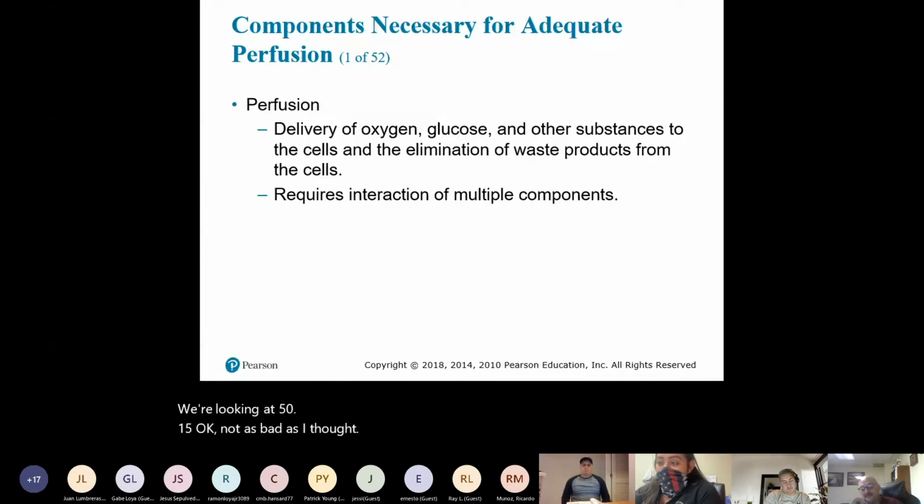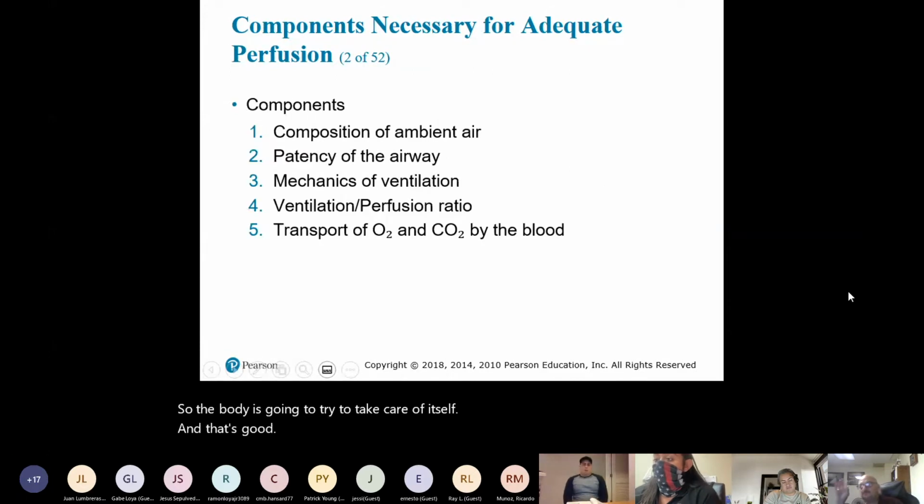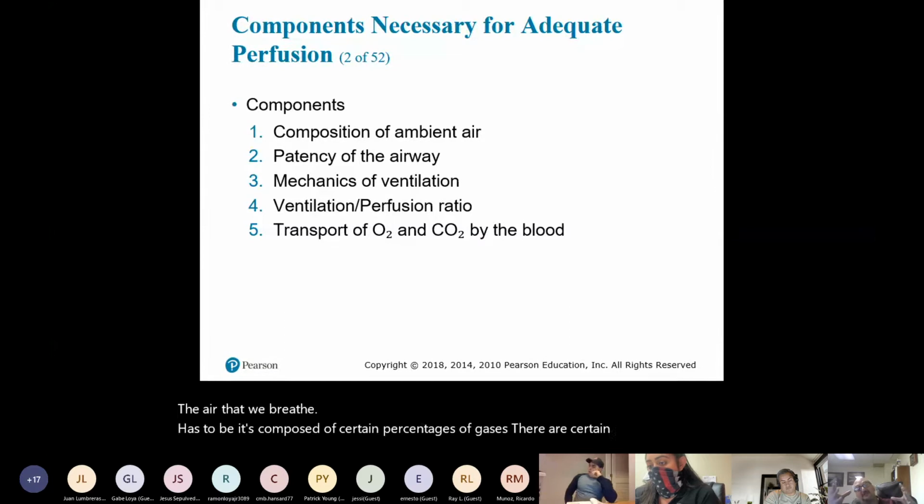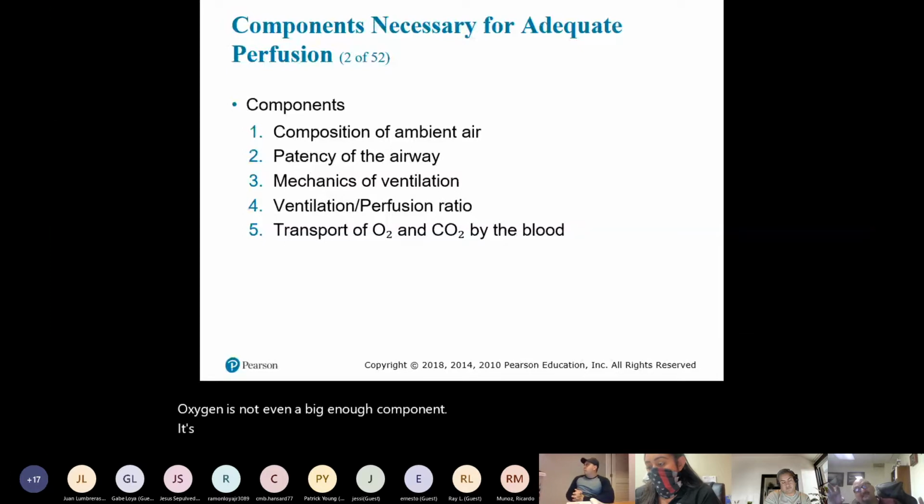So the body's going to try to take care of itself, and that's good. The components needed to maintain that perfusion. First off, the air we breathe is composed of certain percentages of gases. There are certain gases that are present. Oxygen is not even a big enough component. It's roughly 21% of the air around us. 21%. It's not much.